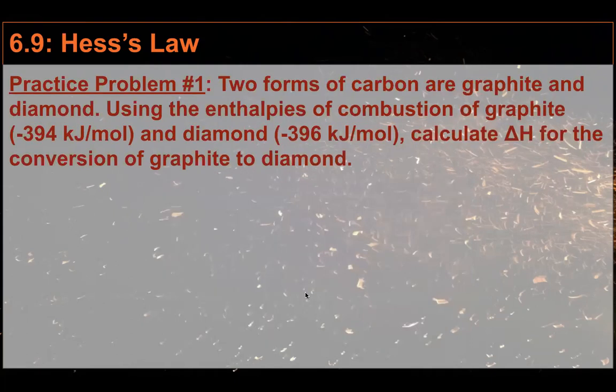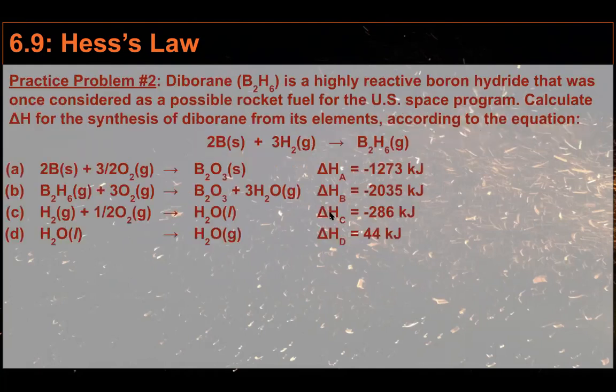All right, so to finish this up, I want you to try out these two practice problems. So the first one, two forms of carbon are graphite and diamond. Using the enthalpies of combustion of graphite, negative 394 kilojoules per mole, and diamond, negative 396 kilojoules per mole, calculate delta H for the conversion of graphite to diamond. So why don't you go ahead and pause and try this out on your own. All right.